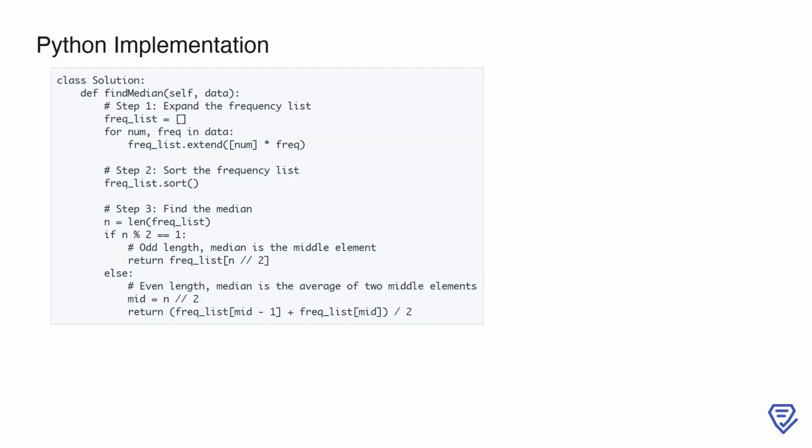This Python implementation solves LeetCode problem number 571, Find Median Given Frequency of Numbers. The goal is to find the median of a dataset represented as pairs of numbers and their frequencies.